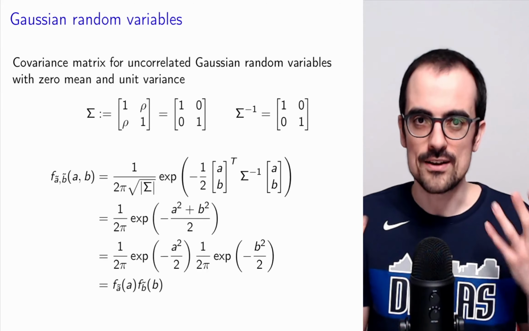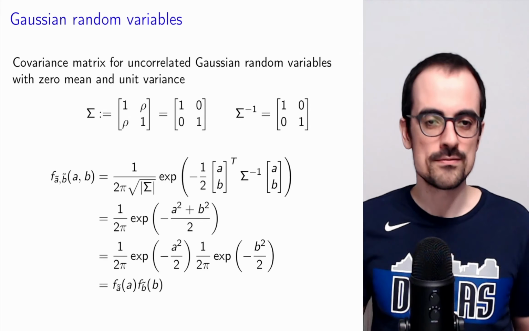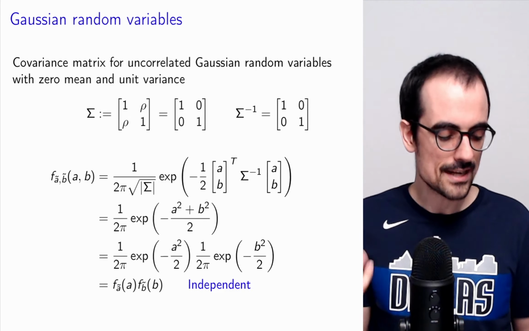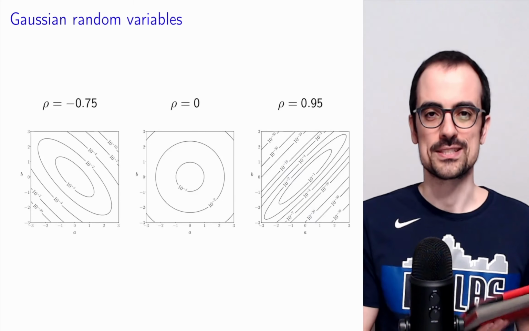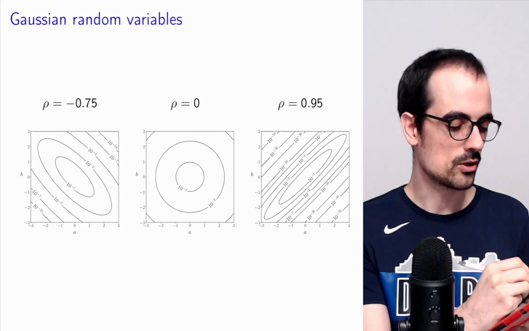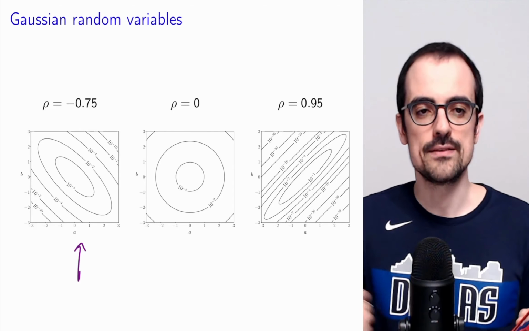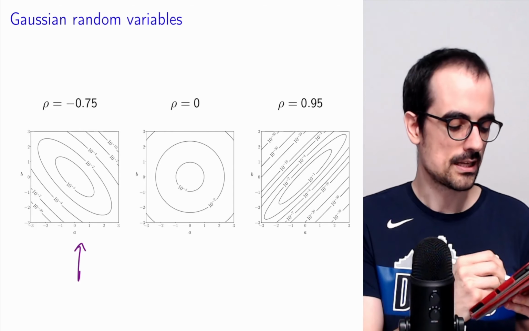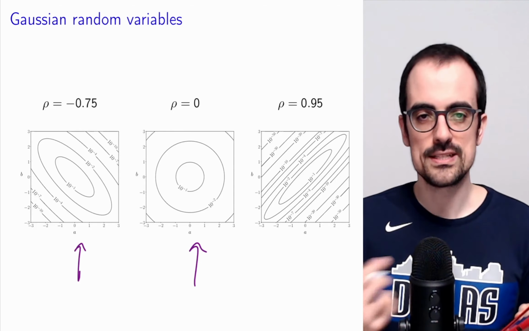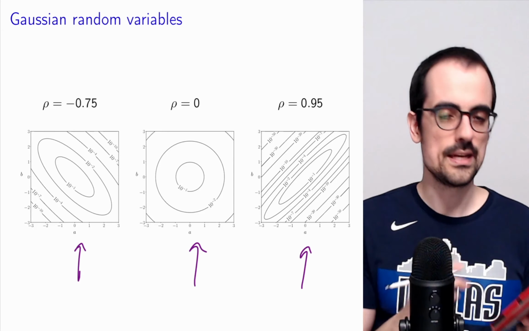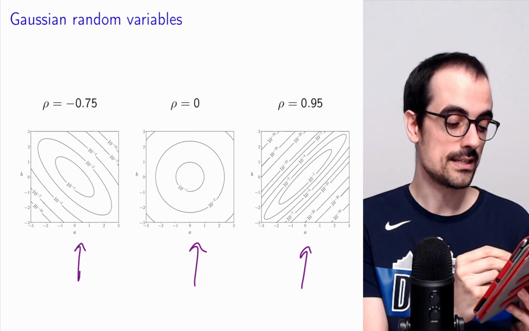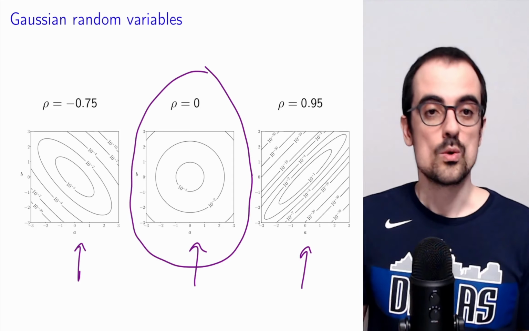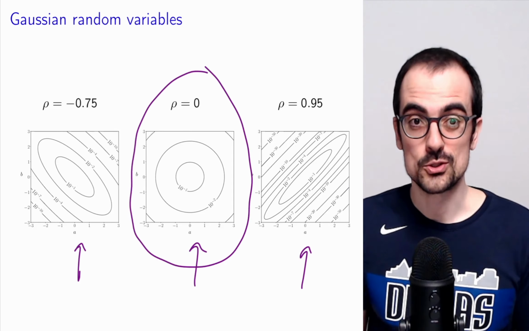Let's take a look at what the implications are in terms of the actual joint PDF. For that, we're going to take a look at some pictures. This is how the contour lines of the joint PDF look if there is negative correlation. This is how they look if the correlation is zero, and this is how they look if the correlation is positive. So in our case of interest, where the correlation is zero, we have those contour lines.